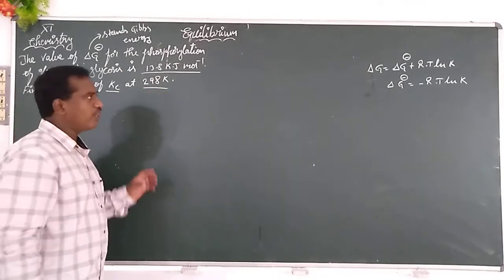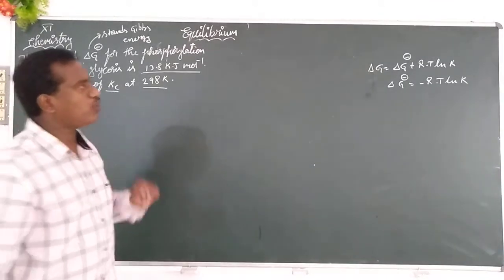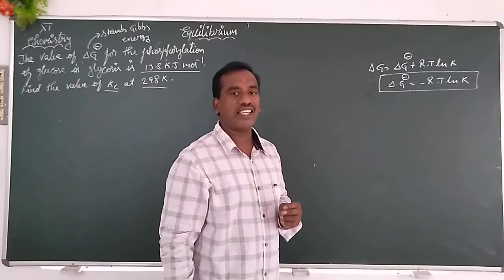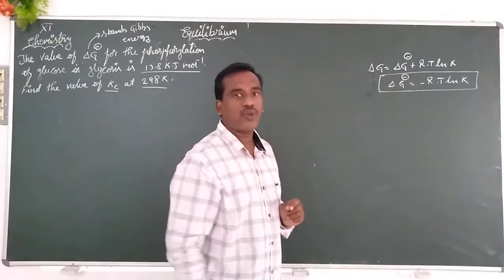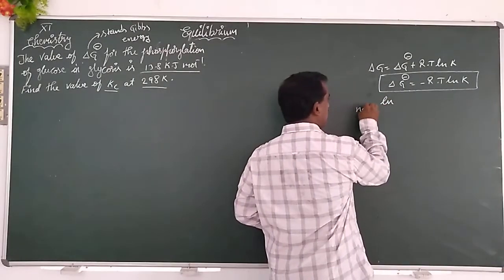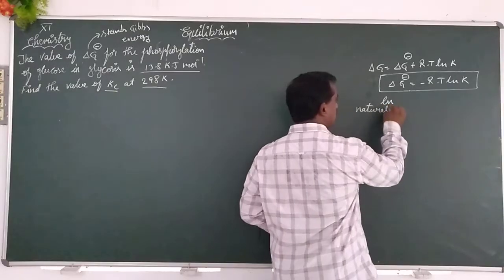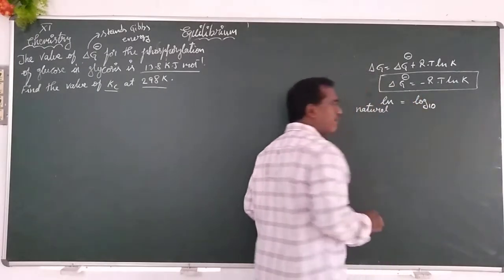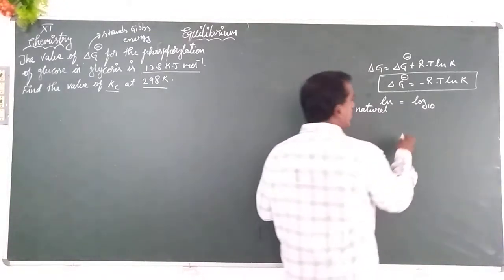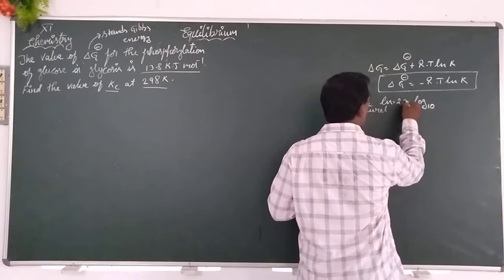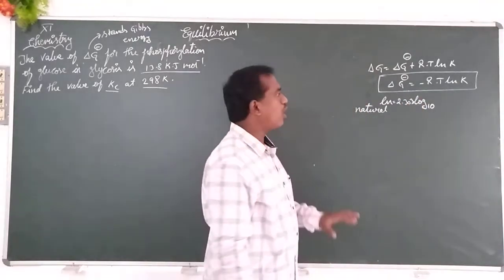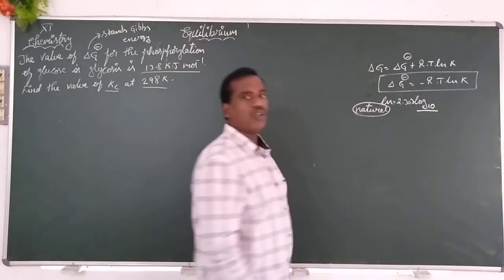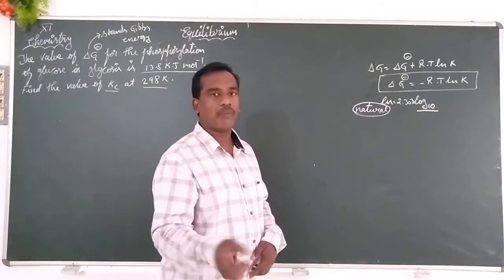Whenever this delta G naught and Kc come, we need to remember this equation: delta G naught is equal to minus RT ln K. Here ln is the natural logarithm form. We need to convert this into log base 10 form. When converting ln into log base 10 form, it is equal to 2.303 into log base 10.